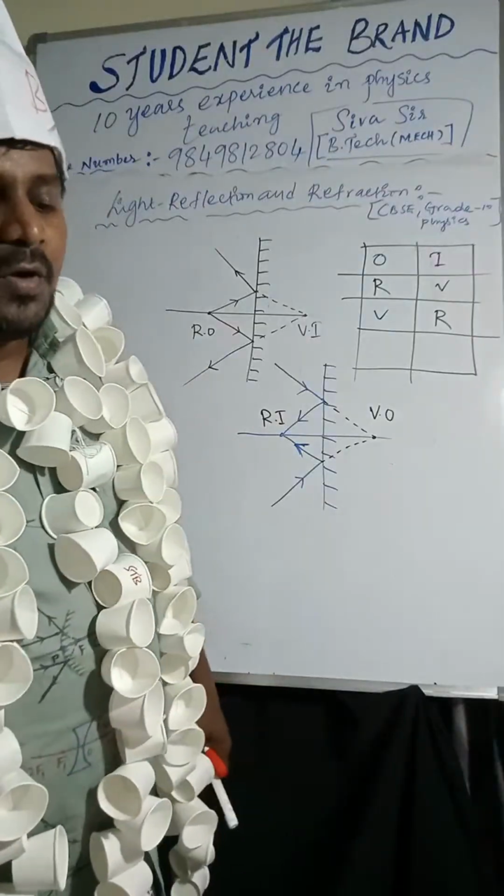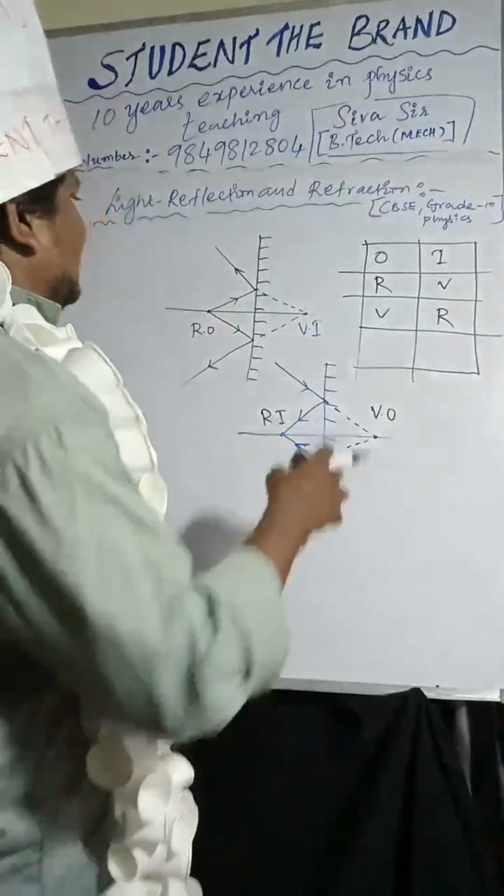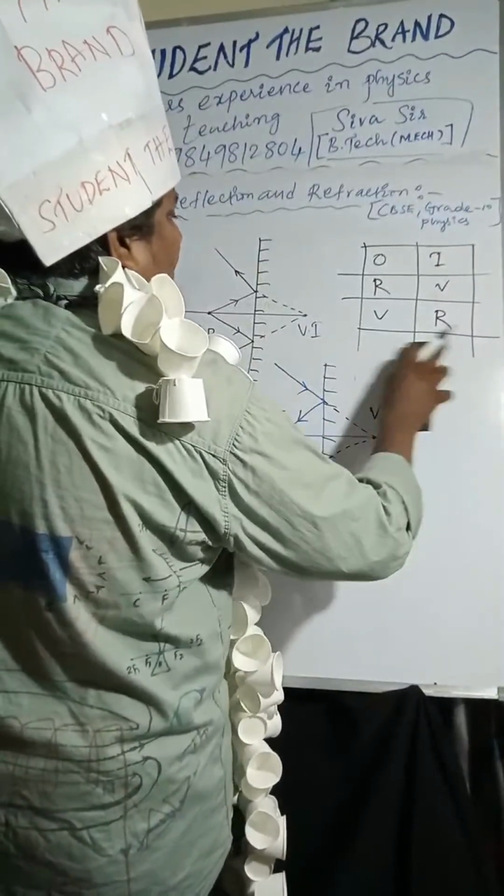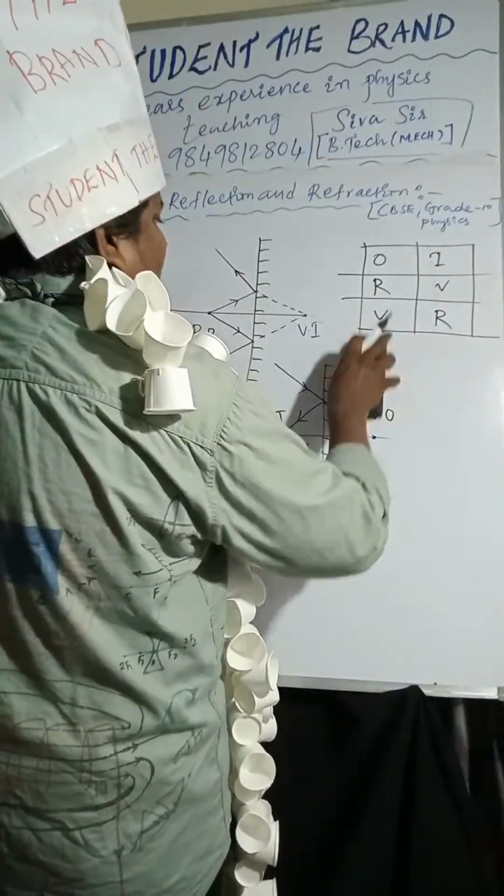Virtual object means the point of intersection of extended incident light rays. So the definitions are very, very important. Definition: the point of intersection of extended incident light rays is called a virtual object.